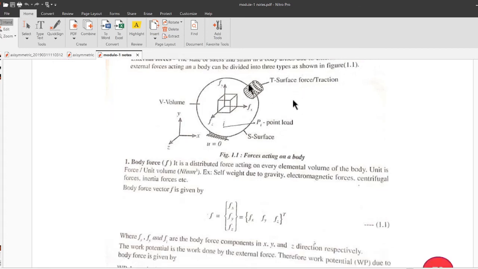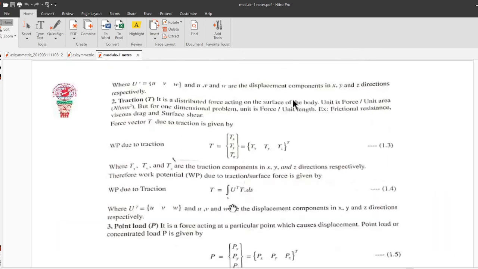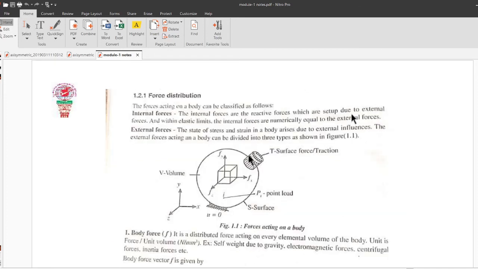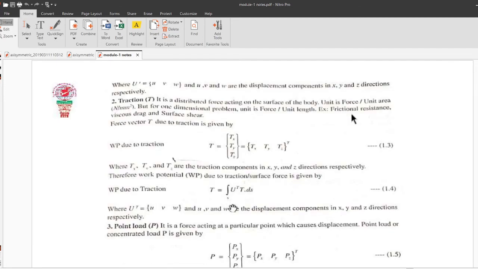Traction force is nothing but surface force. What does surface force mean? Surface force means the force acting on the surface of the body. Examples are surface shear stress, shear force, viscous force, and friction force, which act along the surface of the body. Body force means it acts along the entire volume, whereas surface force acts only along the surface.